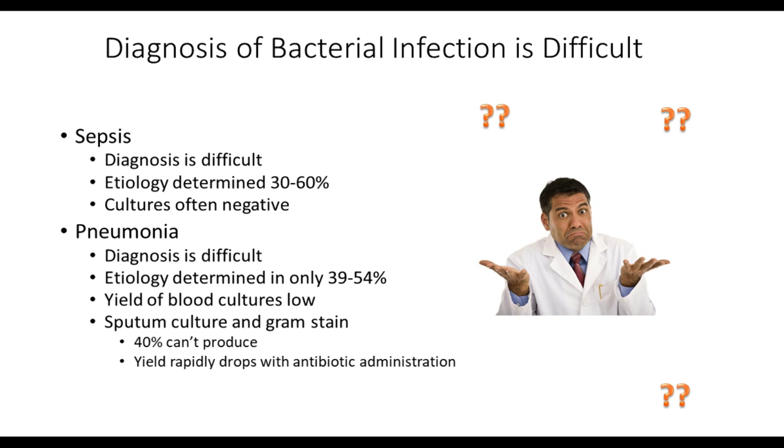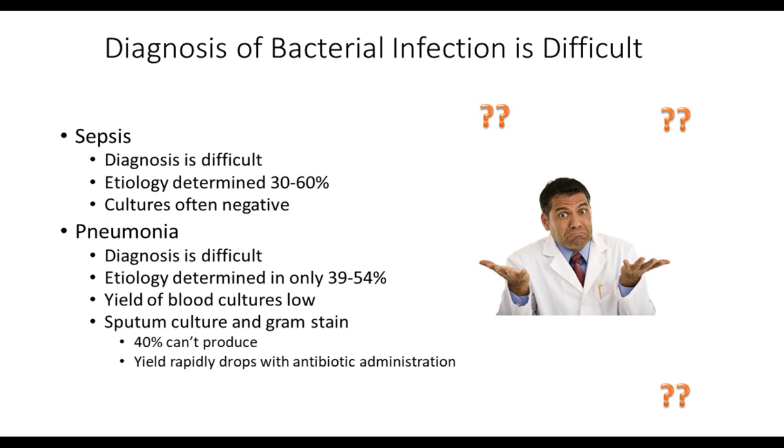The cultures are often negative or they just grow contaminants and they get better. And we say, well, they must have had an infection, and now it's sepsis. Similar with pneumonia. The clinical diagnosis of pneumonia is difficult. The etiology, even with very aggressive diagnostic studies, is only determined up to maybe half the time, usually much lower.